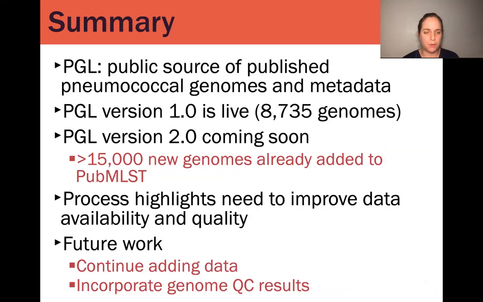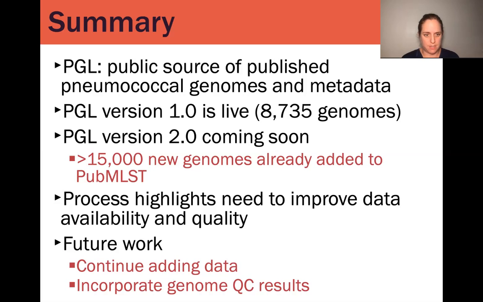To sum up before I end, just to recap what the Genome Library is. It's a public resource available via PubMLST, and it aggregates pneumococcal genomes and metadata from the published literature. We've said already that version 1 is live. You can access it today, and it contains over 8,000 genomes. And we are hoping to release version 2 very soon, but you can already access an additional 15,000 genomes via the PubMLST interface.